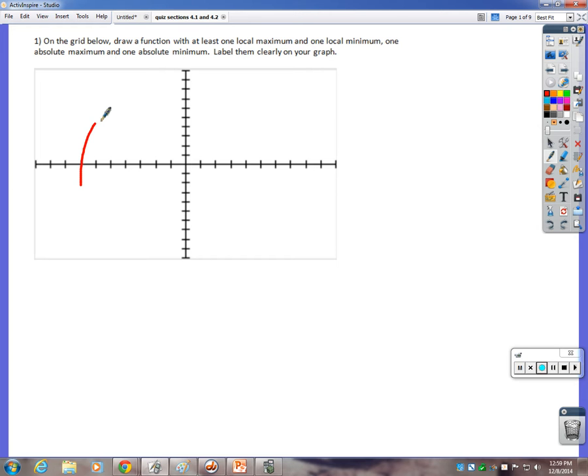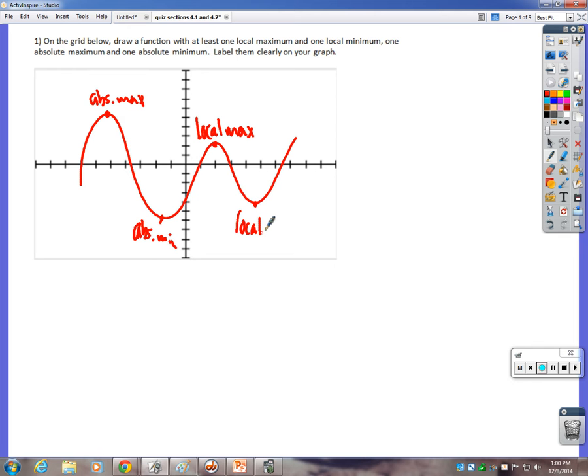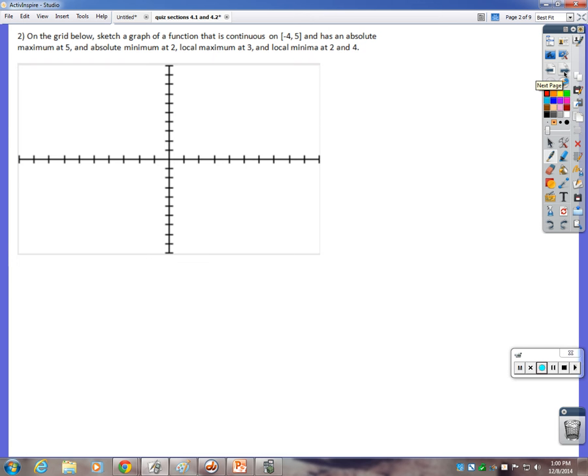Wasn't that fun? So you just draw something, and you got a point for an absolute max, an absolute minimum, a local max and a local minimum. So that's 4 points for that.